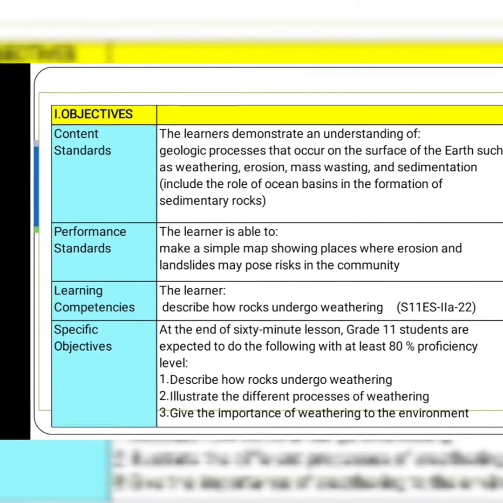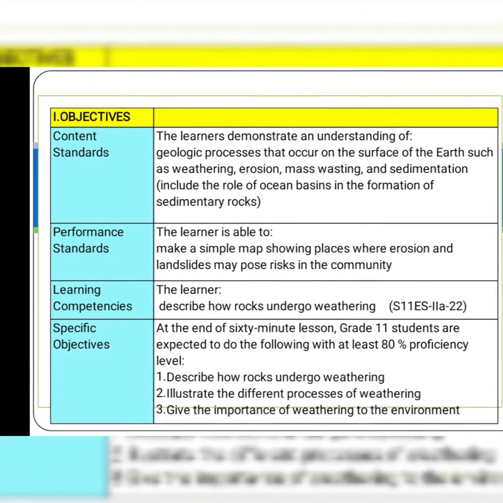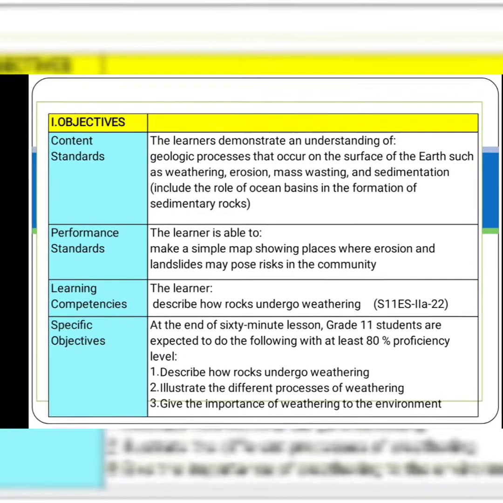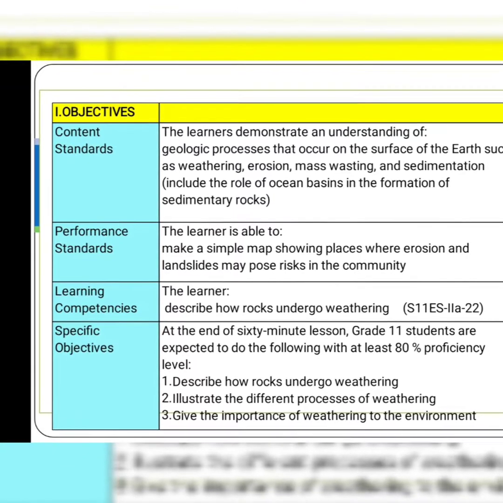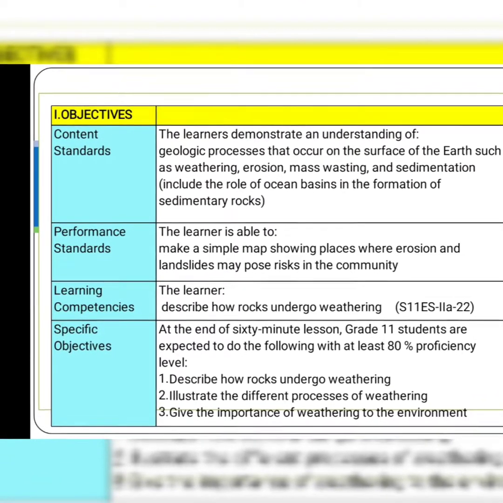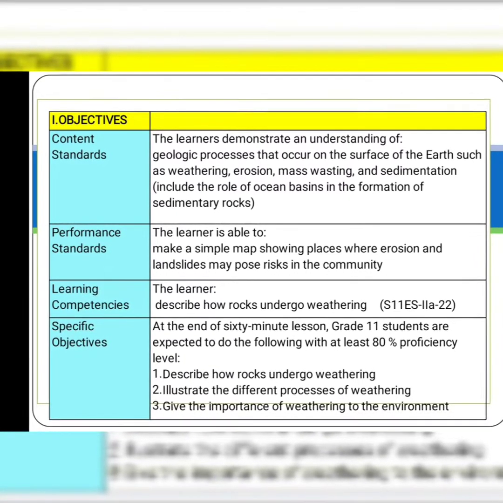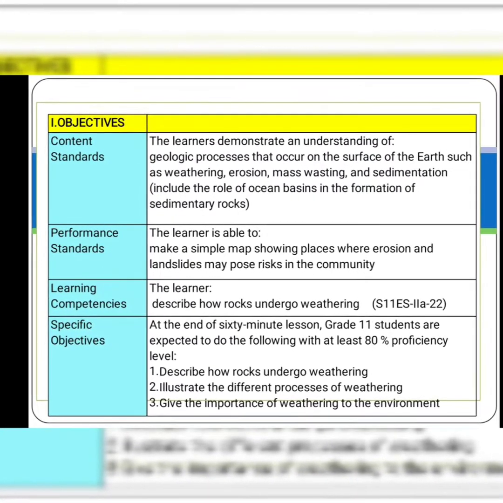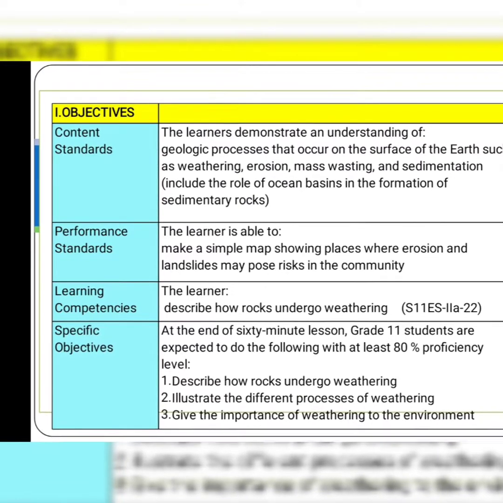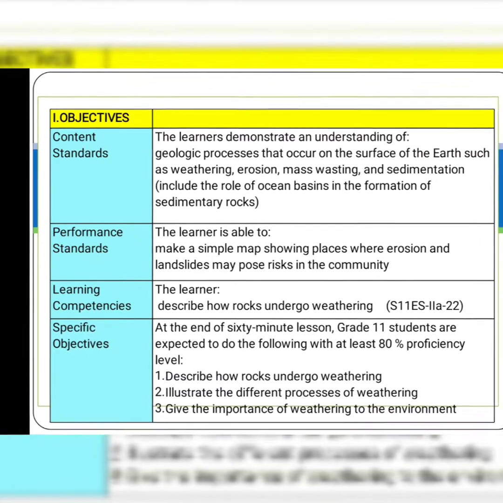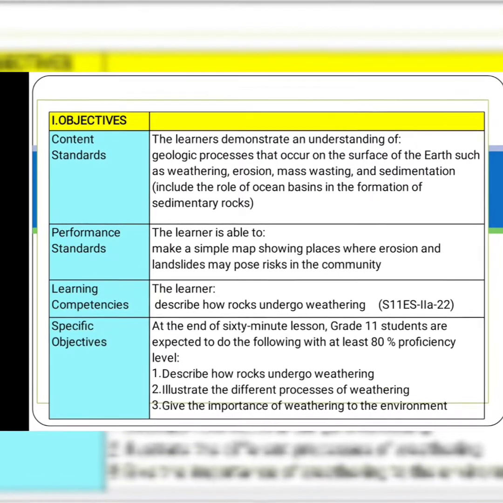Next, for the psychomotor, it has something to do with the performance of the students. So I wrote here "illustrate" because they're going to draw, to illustrate using different graphical illustrations. Illustrate the different processes of weathering.